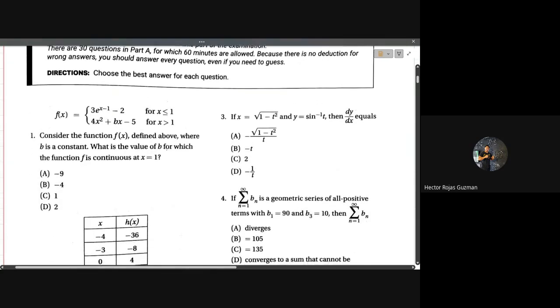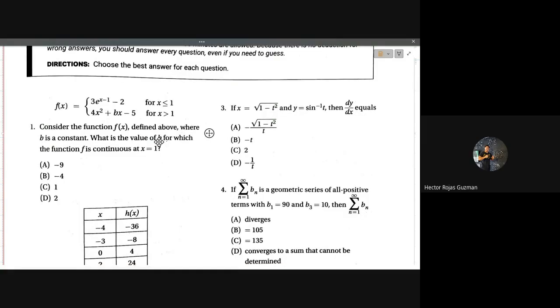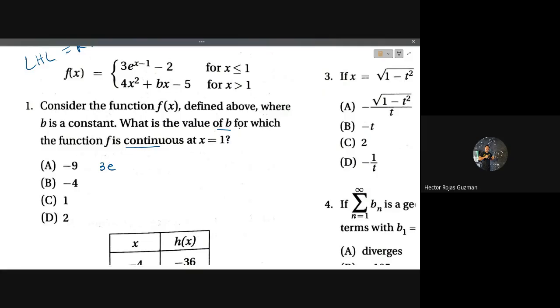All right. So number one, here we have a piecewise function. We want to find the value of b where the function is continuous, and where the function is continuous, that means that you want the left hand limit to equal the right hand limit. Let me zoom in a little more. We are going to take the left hand side of the equation, but I'm also going to plug in 1 because we want it to be continuous at 1.